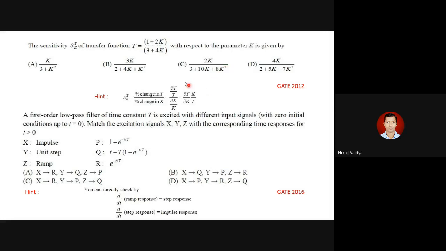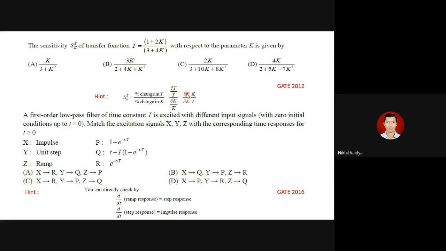So for your simplicity I have given you this hint. Yesterday we had seen this formula. Sensitivity is equal to what? Percentage change in one variable, that is T, upon percentage change in K. Now that percentage change is very small, so ∂T upon T and ∂K upon K. So what we write is ∂T upon ∂K into K by T. Now you have to go ahead and solve this equation further.